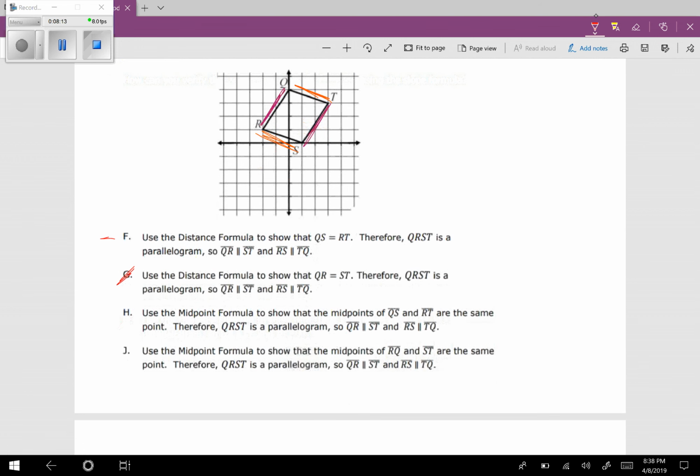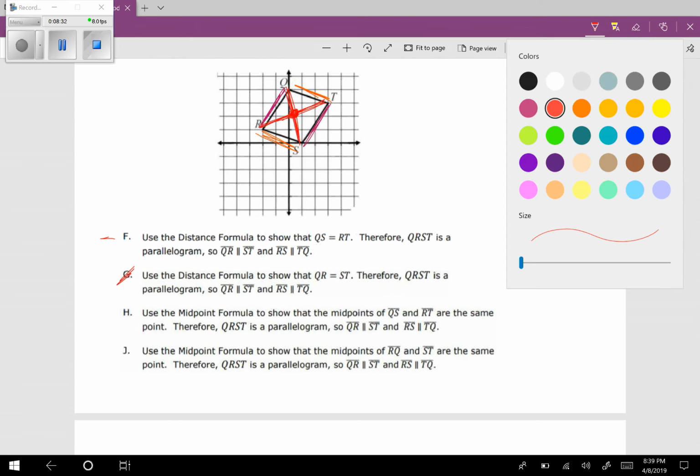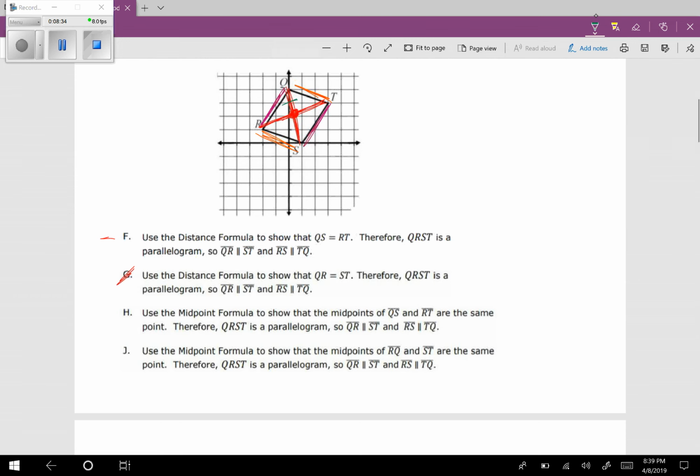Okay? Use the midpoint formula to show that the midpoints of QS, so again this diagonal, and RT, the other diagonal, are the same. So if the midpoints are the same, then they're crossing right there, and that would mean that they're being bisected. So that means that QS is cut in half like that, and RT would be cut in half like that. So if their midpoints are the same, then the diagonals are bisected. Okay, and that is a property of a parallelogram. So this is a maybe.